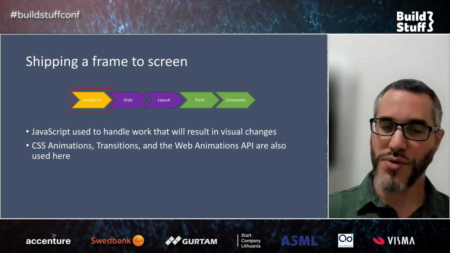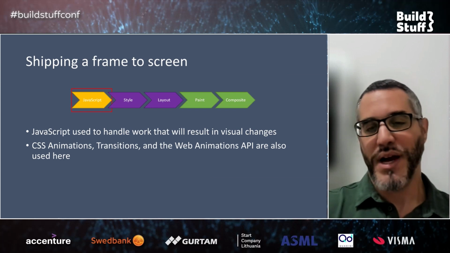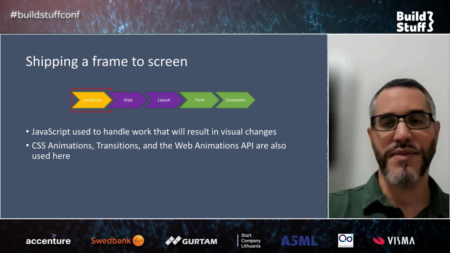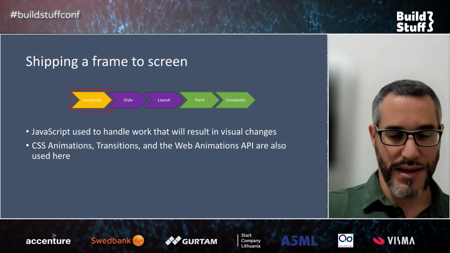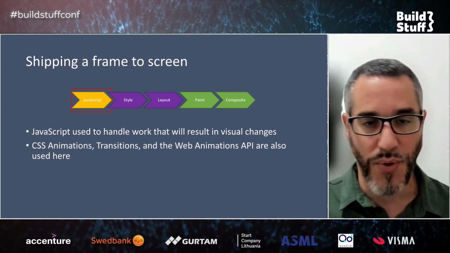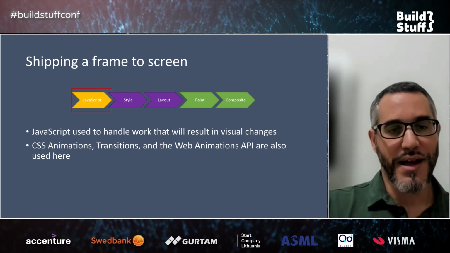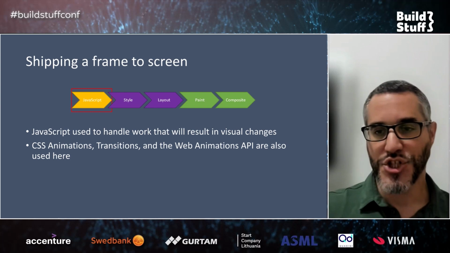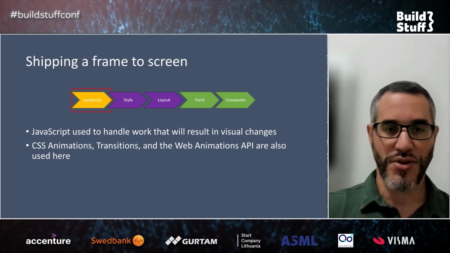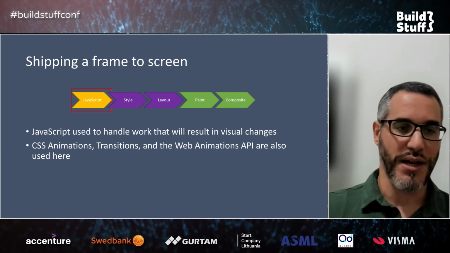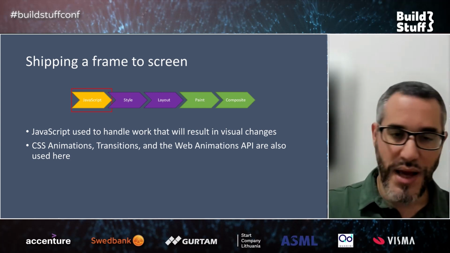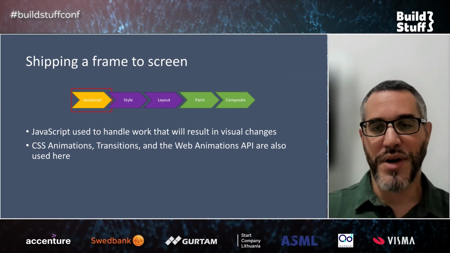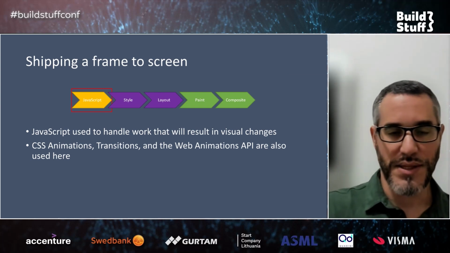What's going to happen is the JavaScript that needs to handle some work will run, meaning that somebody clicked on a button in the screen and something needs to run as the handler for that button. And then the work that is being done in JavaScript will result in some visual change. If it results in a visual change, we are going to move to the next phase, which is style. If it's not, then we did some calculation and nothing happens on screen. Now, CSS animation, transition and web animation API are also calculated in this step.